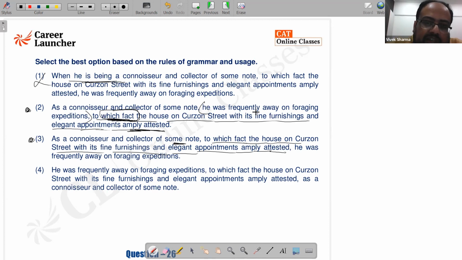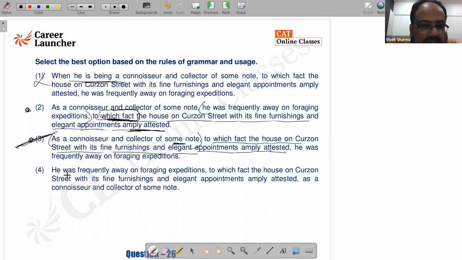Now, the fact that he was frequently away does not get supported by the fact that his house was furnished in a good manner. But his house being furnished in a good manner completely supports that he was a connoisseur and collector of some note. That is why his house was furnished in a good manner. That is where option 3 becomes a better option than option 2.